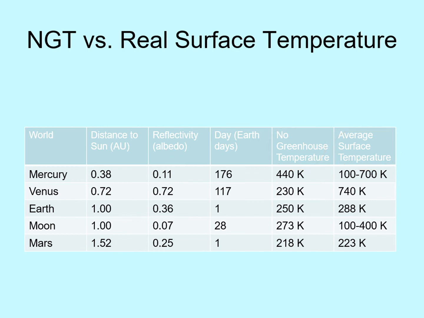For some of them, the match is pretty good. Mars has a no greenhouse temperature of 218 Kelvin and an actual temperature of 223 Kelvin, just 5 Kelvin difference.